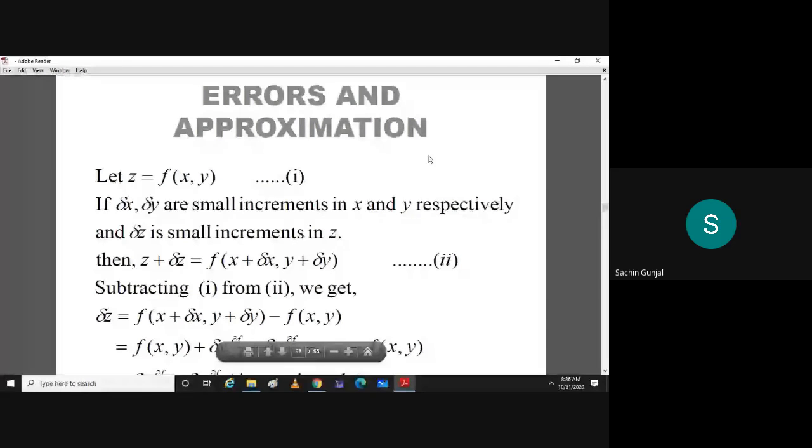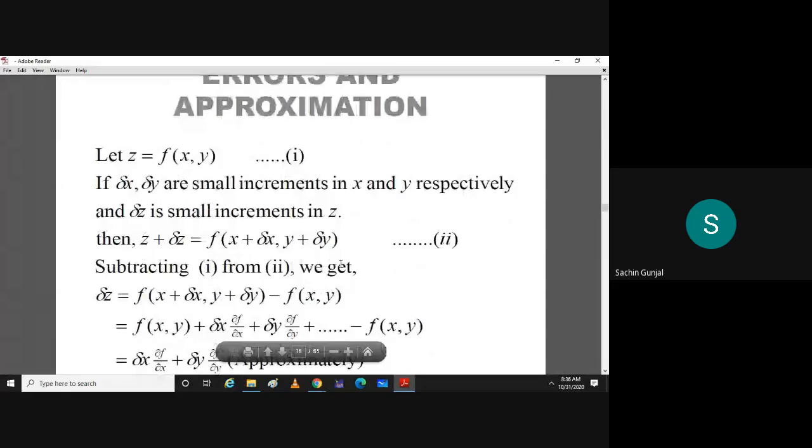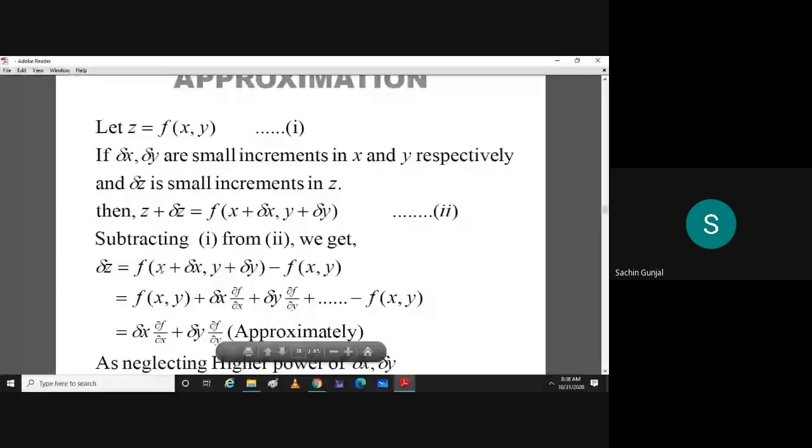So if z is a function of x, y and delta x, delta y are small increments in x and y respectively, then delta z will be the increment in z. So this incremented function z plus delta z is equal to f of x plus delta x, y plus delta y. Now, if you subtract the two, you will get that increment delta z, that is f of x plus delta x, y plus delta y minus f of x, y.